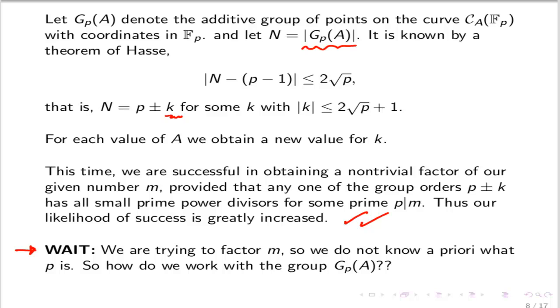But wait a minute, you say. In order to implement this algorithm, we need to be working over the finite field Fp, where p is a prime divisor of m. Well, if we knew that prime divisor ahead of time, we would be off to the races and we would be factoring m from the start. So the question is, we are given this big number m I'm trying to factor, and I don't know this prime p. So how do I work with this elliptic curve, which is an elliptic curve over the finite field Fp? Okay, so keep that in mind.